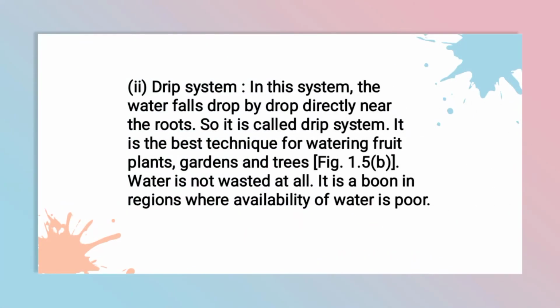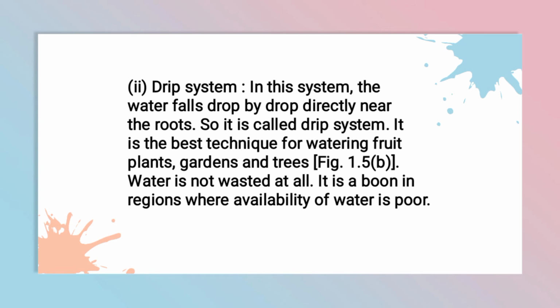And let us see about the drip system. In this system, the water falls drop by drop directly near the root. So it is called the drip system. It is the best technique for watering fruit plants, gardens and trees. This type of system is useful for fruit plants, gardens and trees. And in this type of system, water is not wasted, and where there is a poor amount of water, this type of system, that is the drip system, can be used.